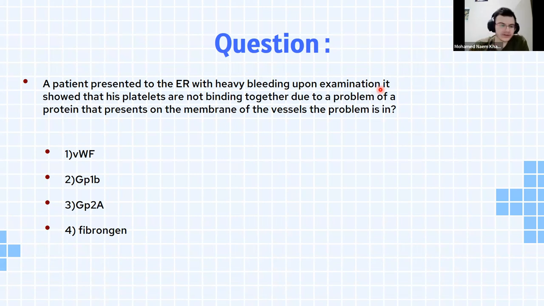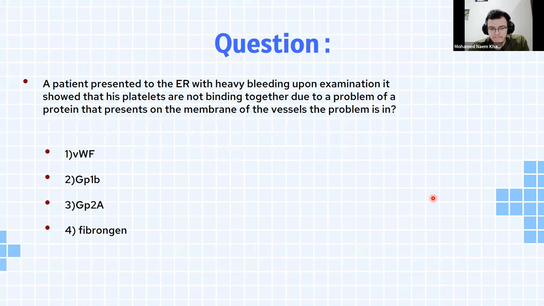Should I read it to you guys? Okay, let's read it together. A patient presented to the ER with heavy bleeding. Upon examination, it showed that his platelets are not binding together due to a problem of the protein presented on the membrane of the vessel. The problem is in the membrane of the vessel. That's the key factor.